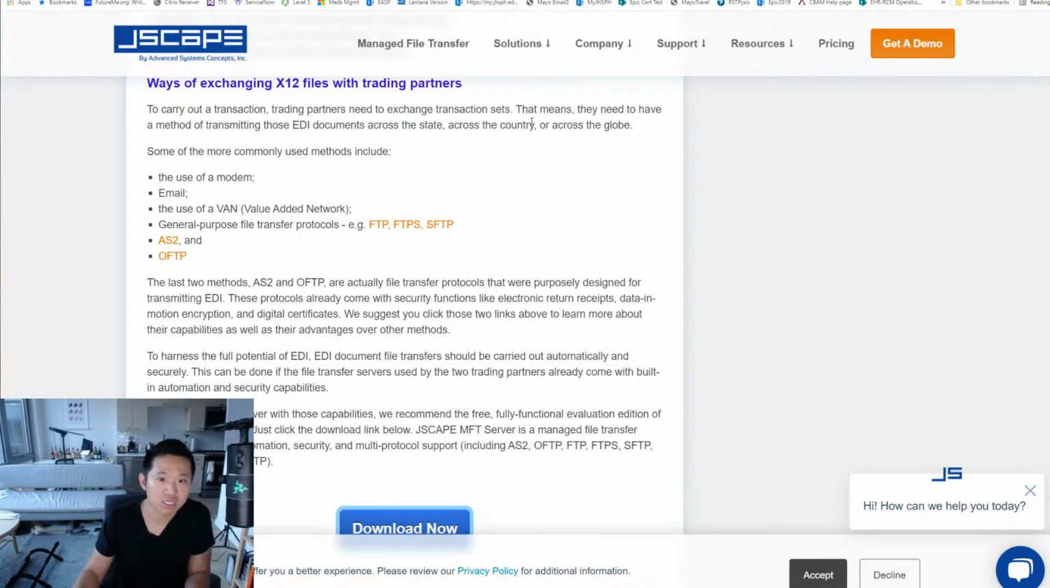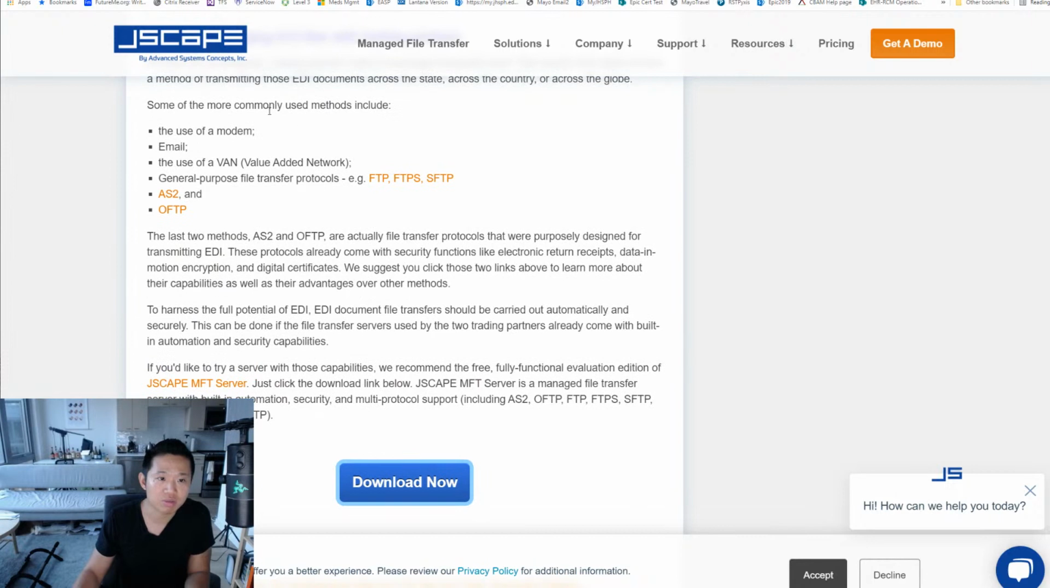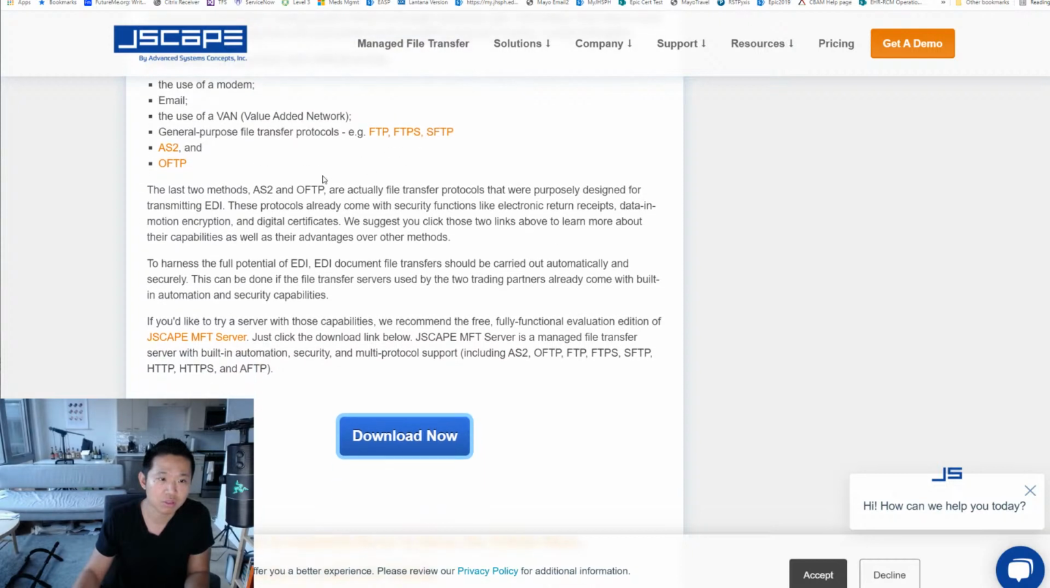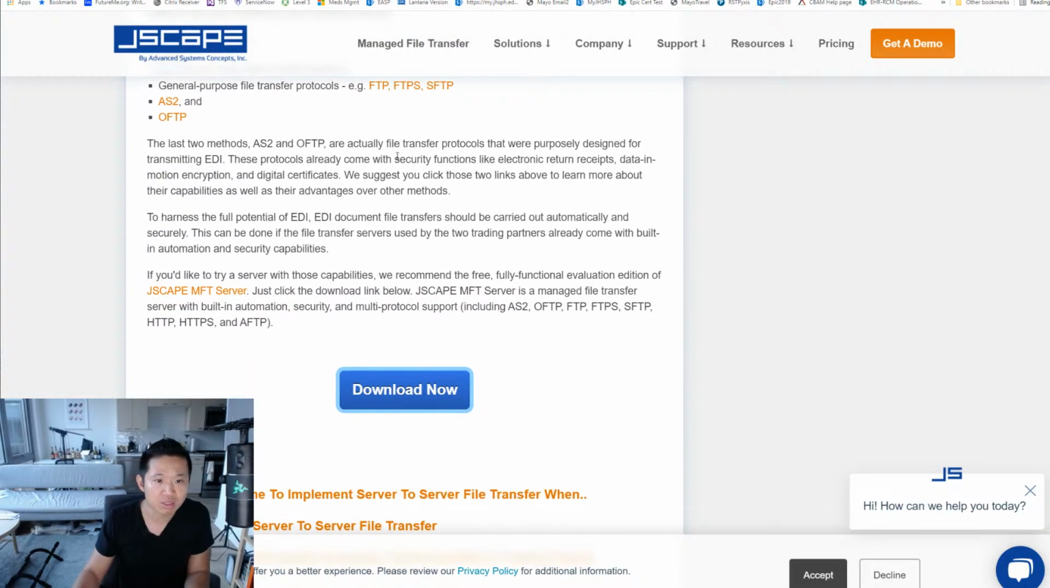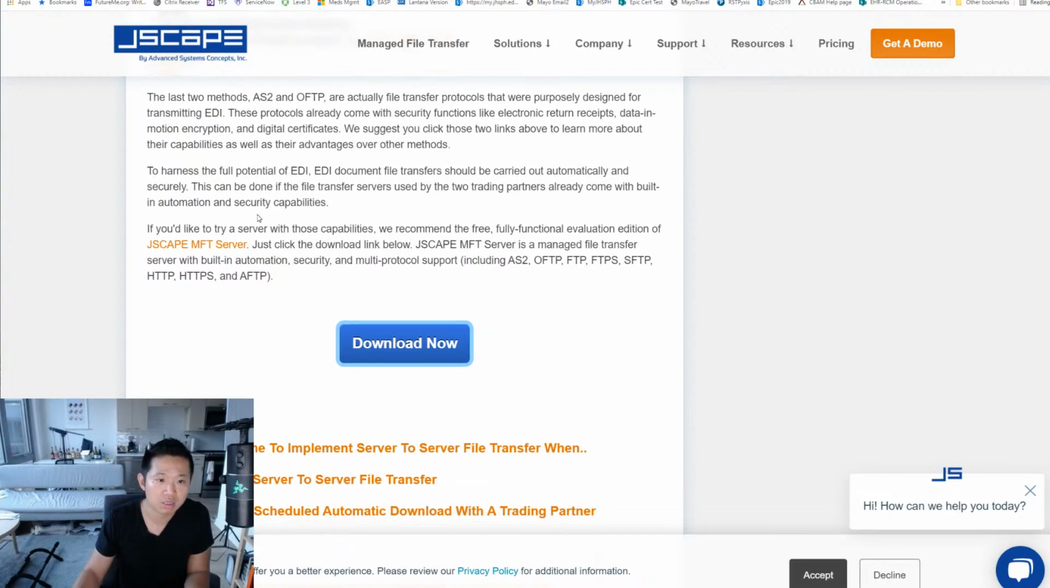Need to exchange transaction sets. That means they need to have a method of transmitting those EDI documents across the state, across the country, or across the globe. Some of the most commonly used methods include the use of a modem, email, the use of a value-added network, general purpose file transfer, OFTP. The last two methods are actually file transfer protocols that were purposely designed for transmitting EDI. These protocols already come with security functions like electronic return receipts, data encryption in motion, and digital certificates. We suggest you click those two links to learn more about the capabilities.